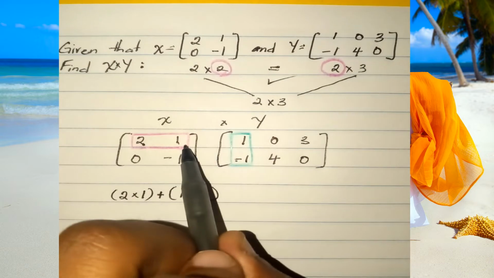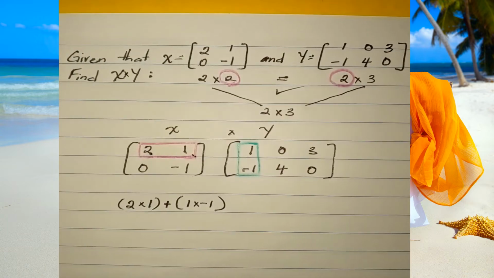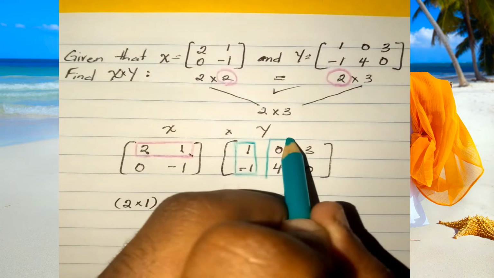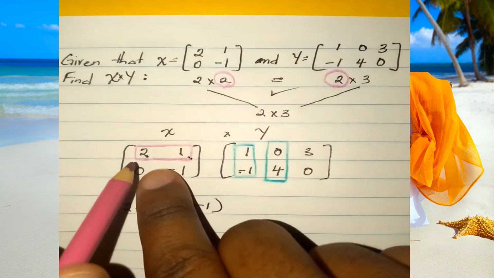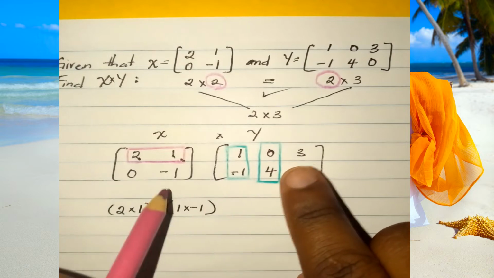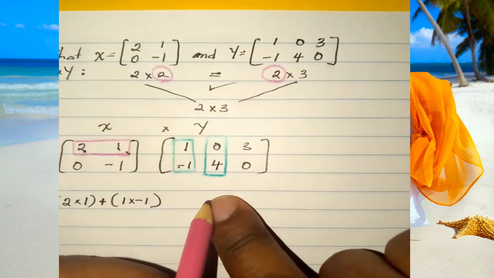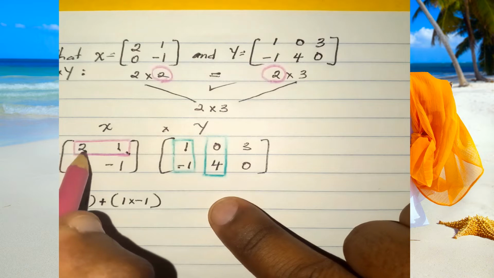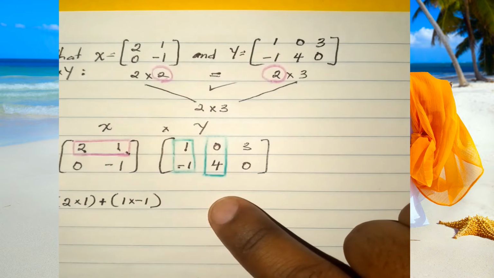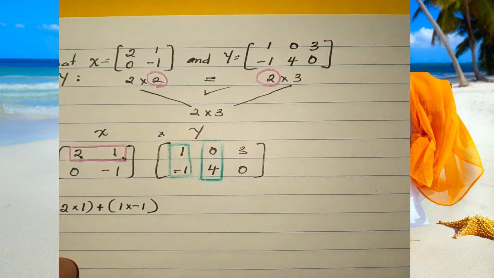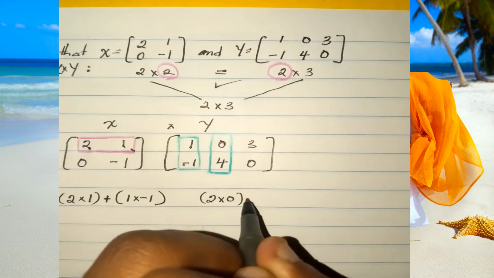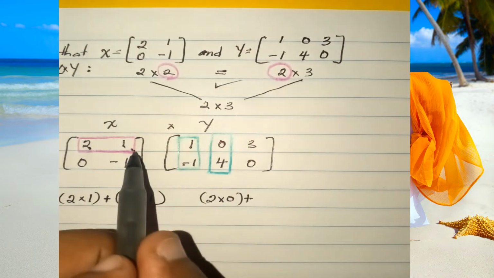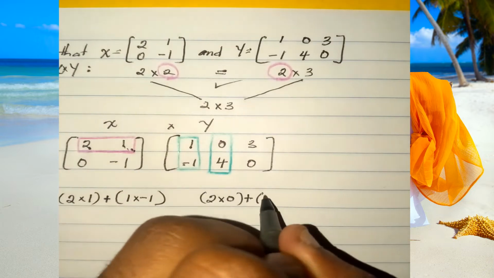So I'm going to do this row with this column now. That means I'm going to move to my next element in the first row. So 2 and the 0 will come next. So I'm going to have 2 times 0, and I'm going to add to that 1 times 4.